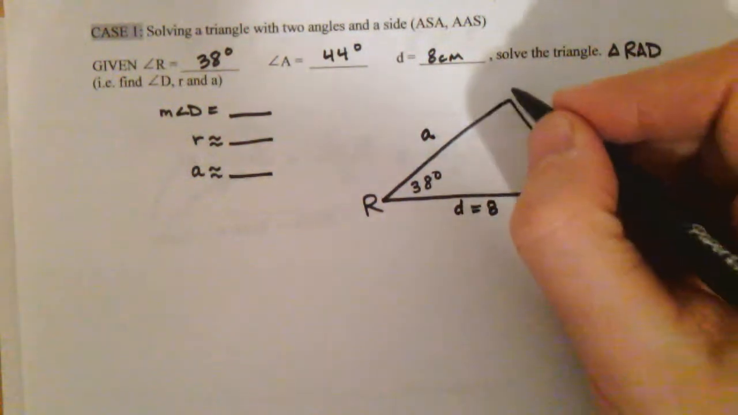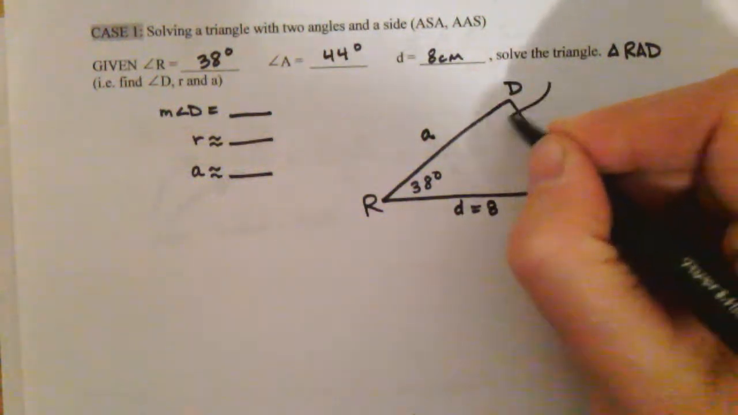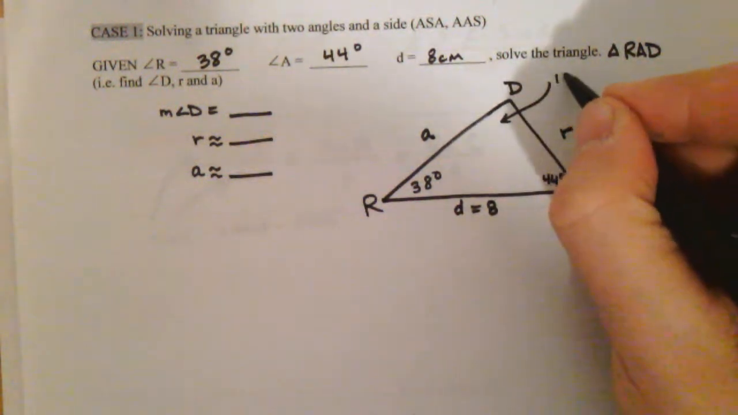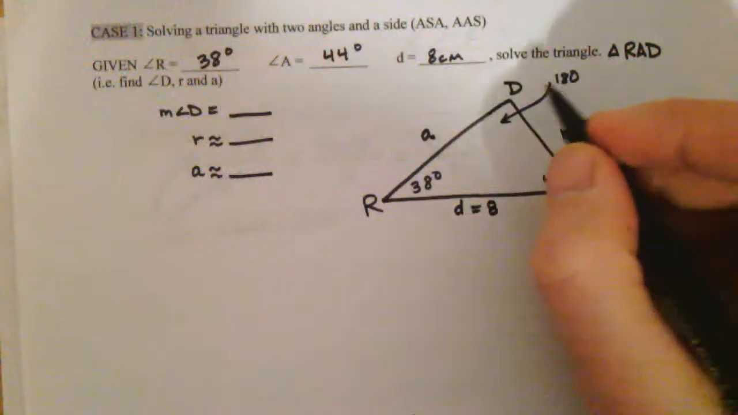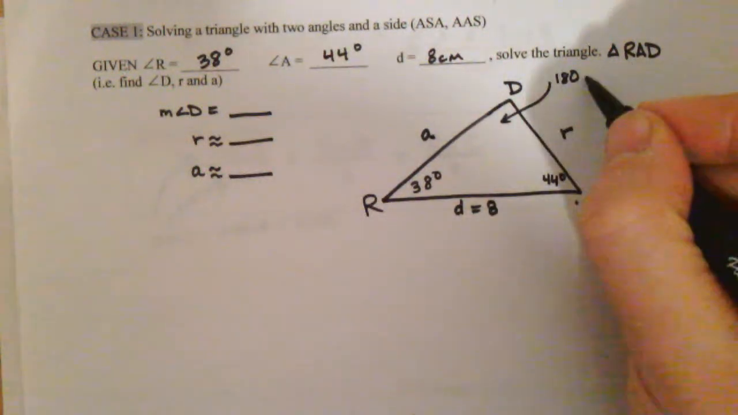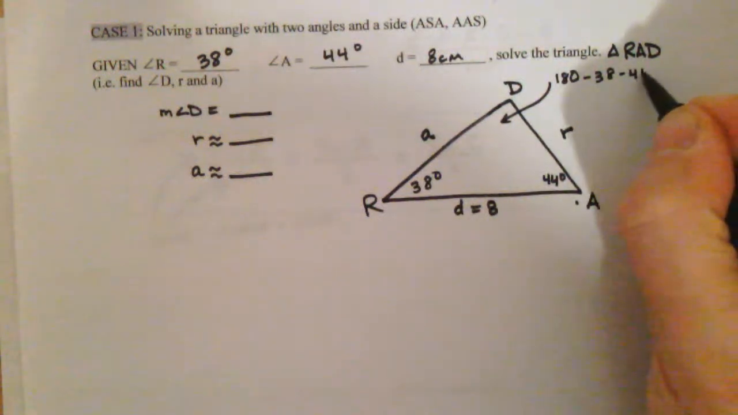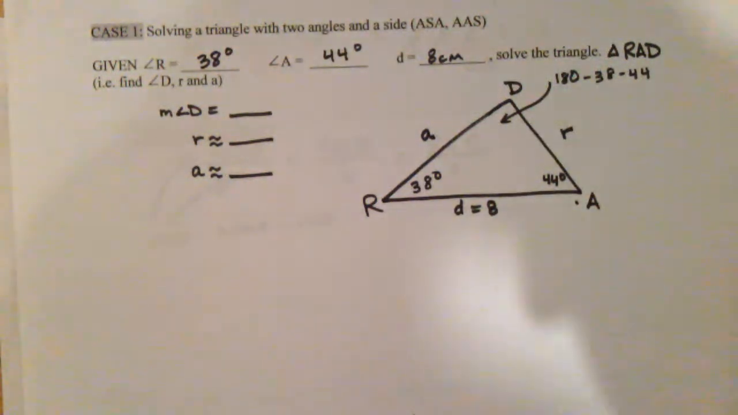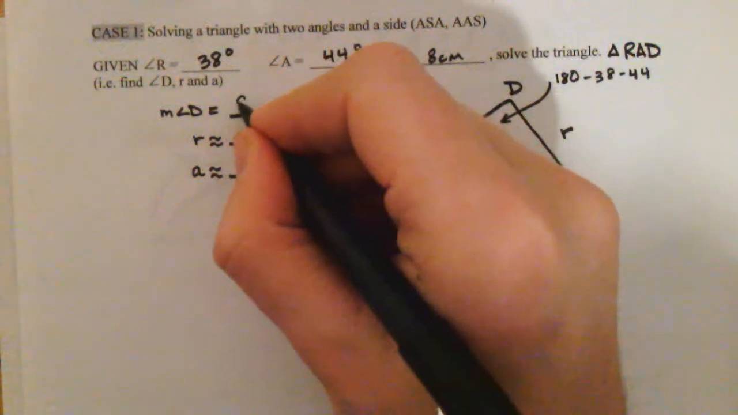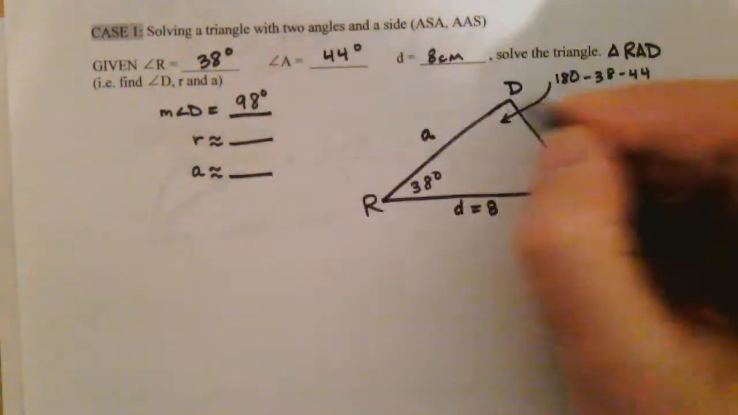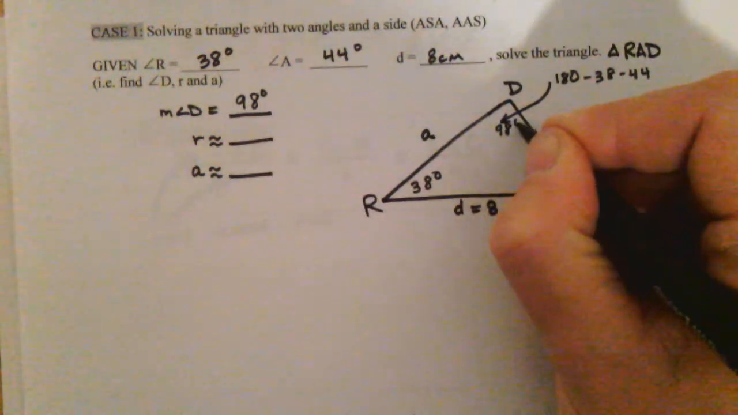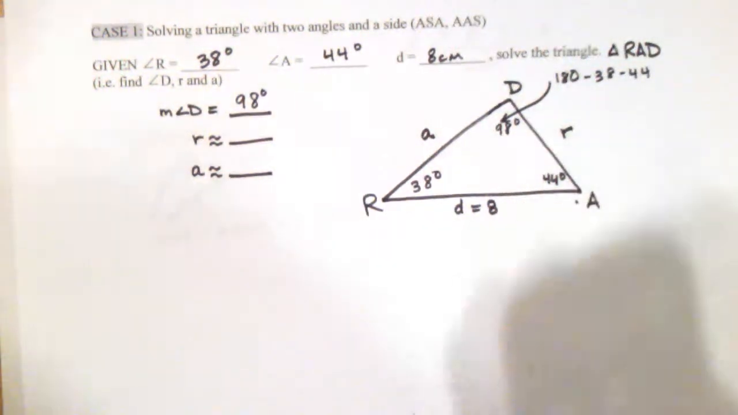Help is on the way, because here's angle D, and we can find the measure of that angle using the triangle sum formula. So it'll be equal to 180 minus the 38 degrees minus the 44 degrees, which is going to leave us with 98 degrees, which is one of my favorite boy bands.